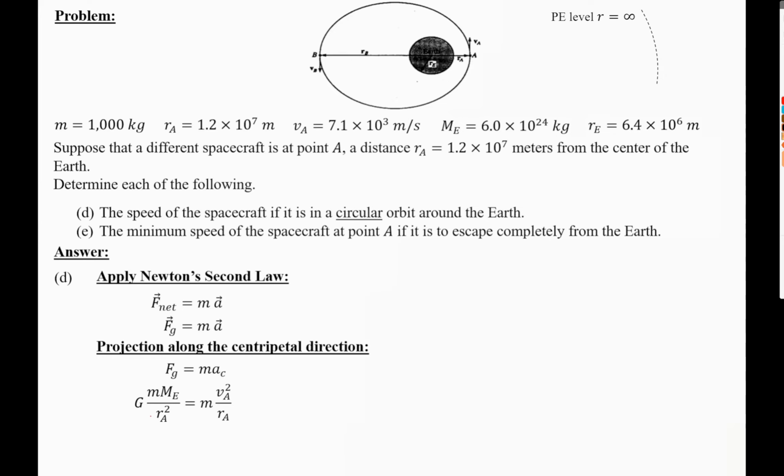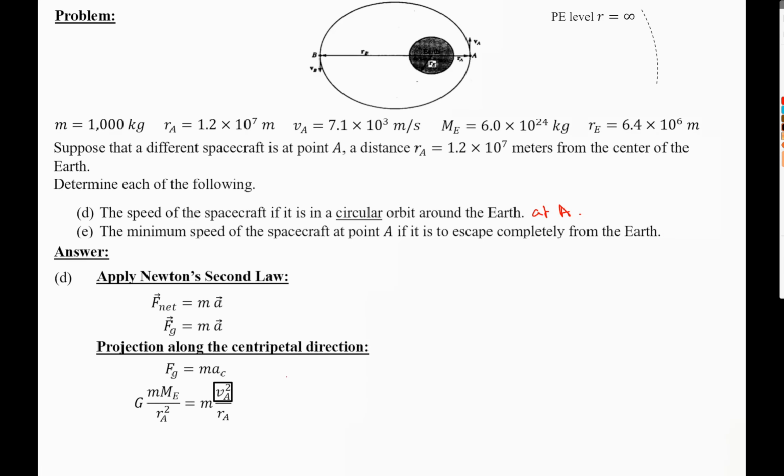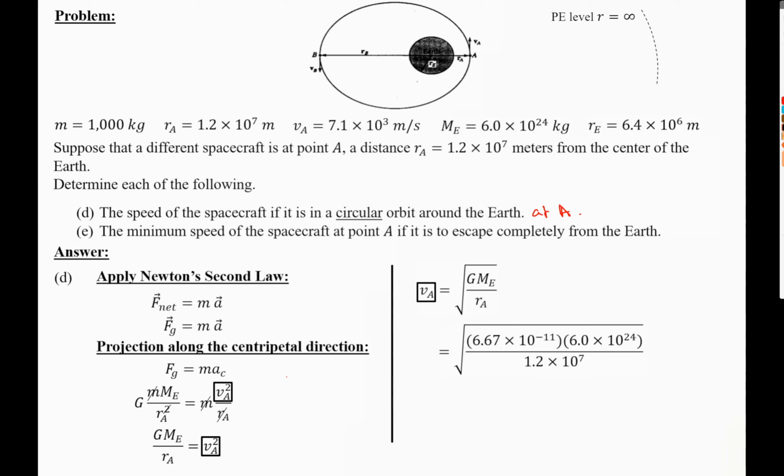Now, Fg is GMm over r squared, and here I should have mentioned, or I didn't write it, that we need to determine the speed of the spacecraft in its circular orbit around Earth at A. For this reason, I have substituted R for RA and V for VA, and now we get that the speed is given by the square root of G times the central mass over RA. Replacing the values, we get the following speed. Here we're assuming that the orbit is perfectly circular.